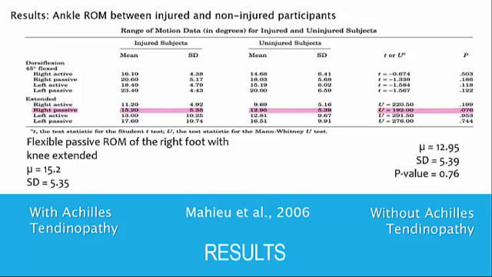As seen from the above data, there is no statistically significant difference between the groups regardless of their ankle range of motion with either knee flexed or extended, which is a p-value greater than 0.05. Hence, there was no difference in ankle range of motion between the injured and uninjured groups. However, subjects who acquired Achilles tendinopathy seem to have a more flexible ankle range of motion for the right passive foot with the knee extended, having a mean of 15.2 and a standard deviation of 5.35, as compared to those who did not acquire it. They had a mean of 12.95 and a standard deviation of 5.39. This observation, however, is not statistically significant, although it was close to it, with a p-value of 0.76.